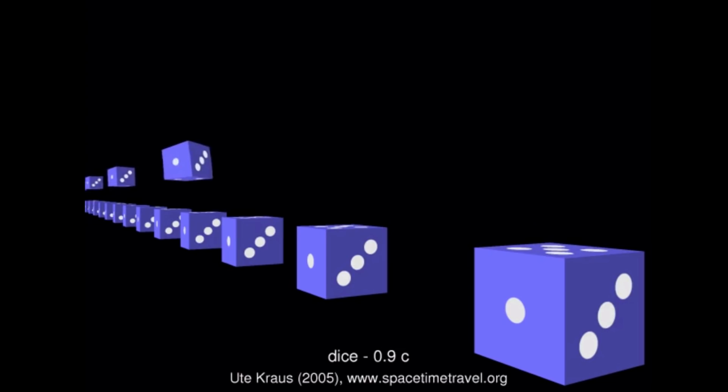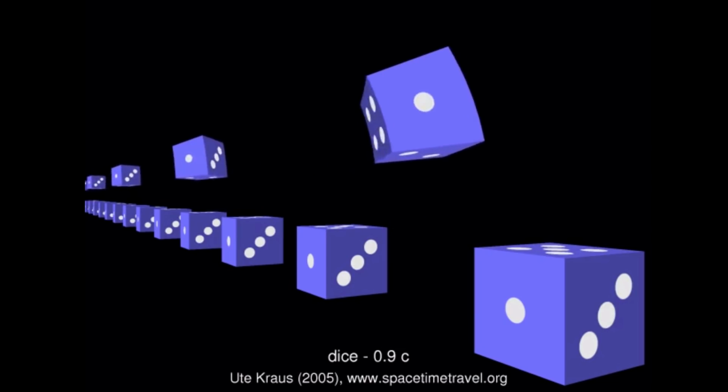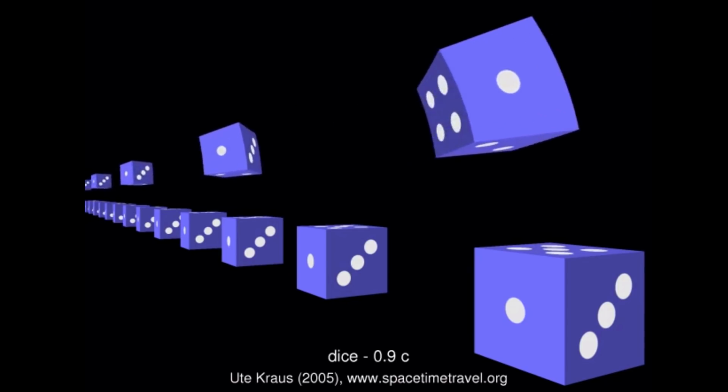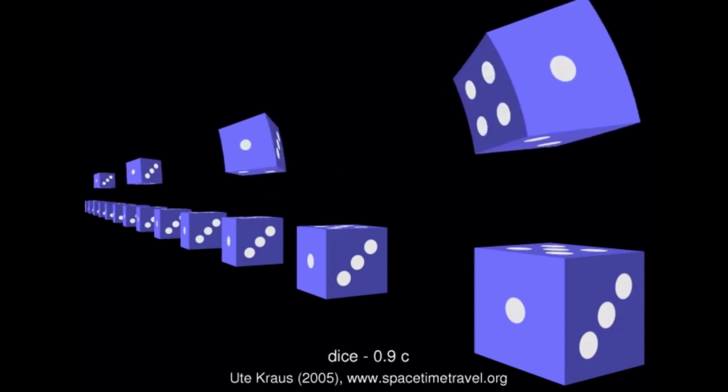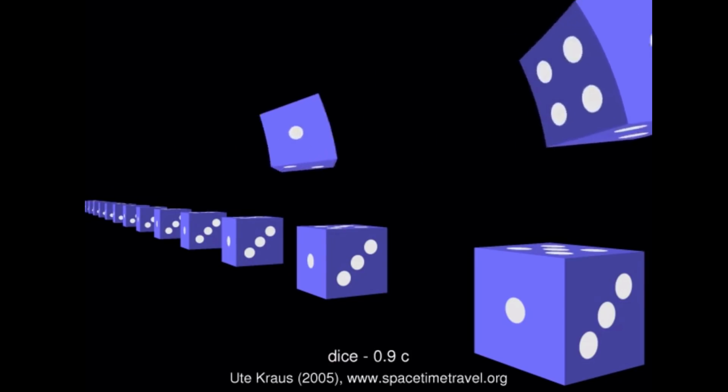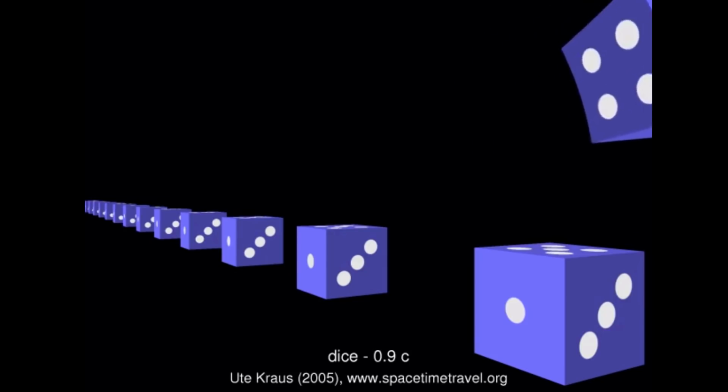Like, for example, here's what the cubes would look like at the 0.9 speed of light. As you can see, they are no longer cubical. They actually change appearance and they look very, very weirdly shaped. So spheres seem to be the exception to the rule.